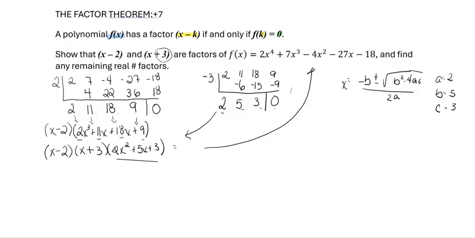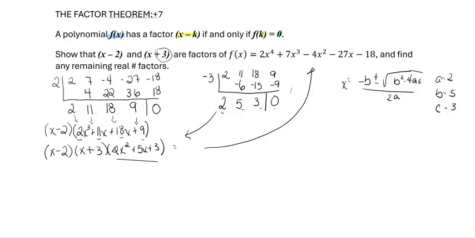Now, if I plug in a 5 here, 5 squared is 25, minus 4 times 2 times 3. So 4 times 2 is 8, times 3 is 24. Well, 25 minus 24 is 1. So I know that works. Okay, I can go ahead and just finish solving this.